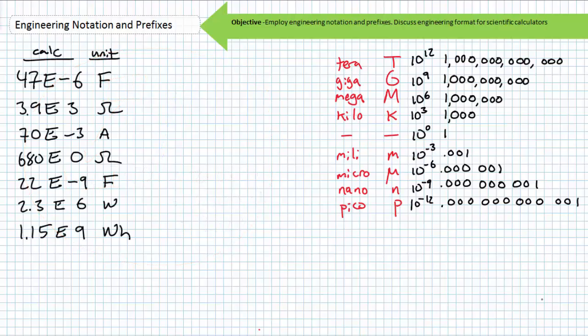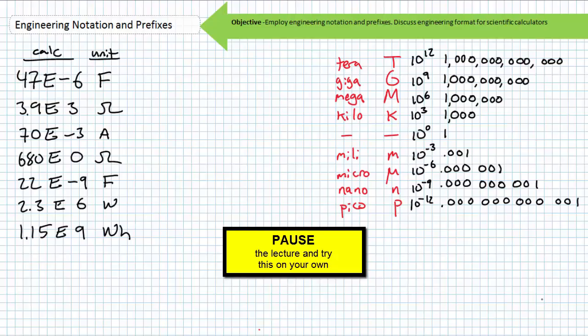Consider this batch of numbers as displayed on the TI-89 using engineering exponential format with their associated units. Pause the lecture and see if you can determine the number this represents, and then employ engineering prefixes to the unit. Don't worry if you don't know what the unit represents right now. We'll learn about these in later lectures. You might want to watch what I'm doing for the first illustrated example problem so you understand what I'm asking you to do.